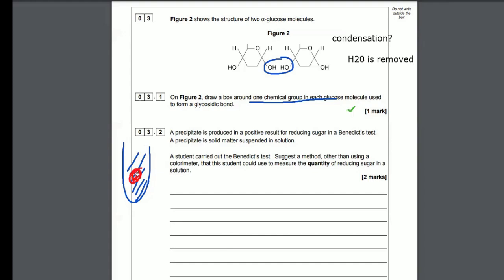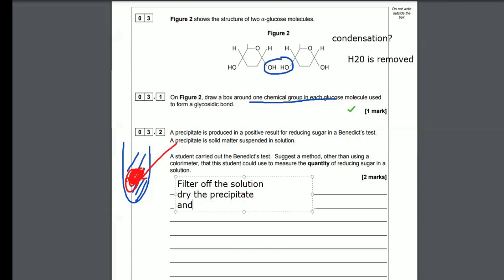So, once again, going back to this, a precipitate is a solid that forms in a liquid. So with the Benedict's test, you're using copper sulfate and sodium hydroxide, which has a blue color, and you get a red precipitate. So how could we, without using a colorimeter, measure how much sugar was in there or get some sort of comparative idea?